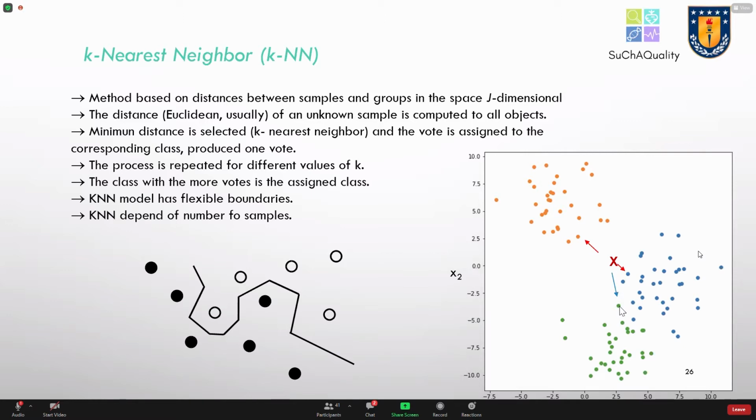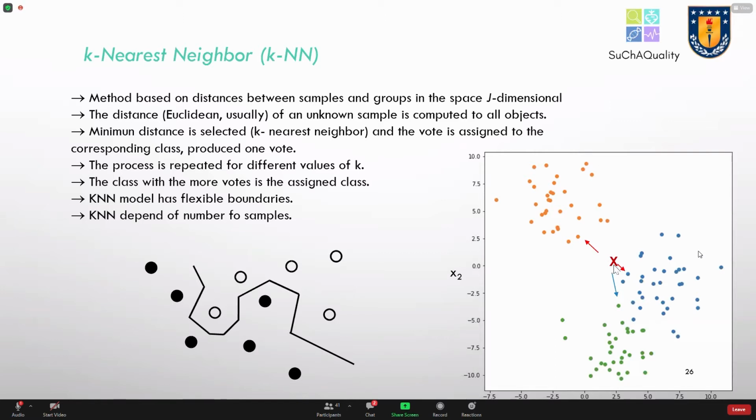And I calculate this distance. Okay. The shorter distance is that. So this class wins one vote. Okay. And then I will repeat the analysis using the next nearest neighbor, okay? And the class which wins has another vote. And then the matrix of votes will give us the class assignment of the X sample, okay?